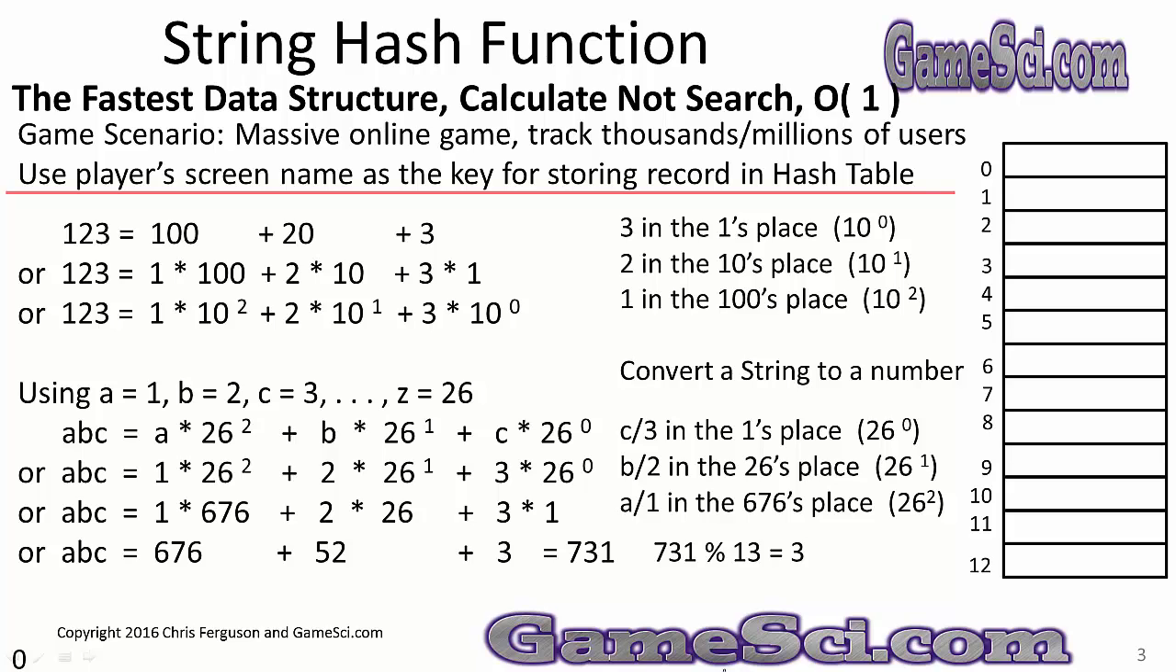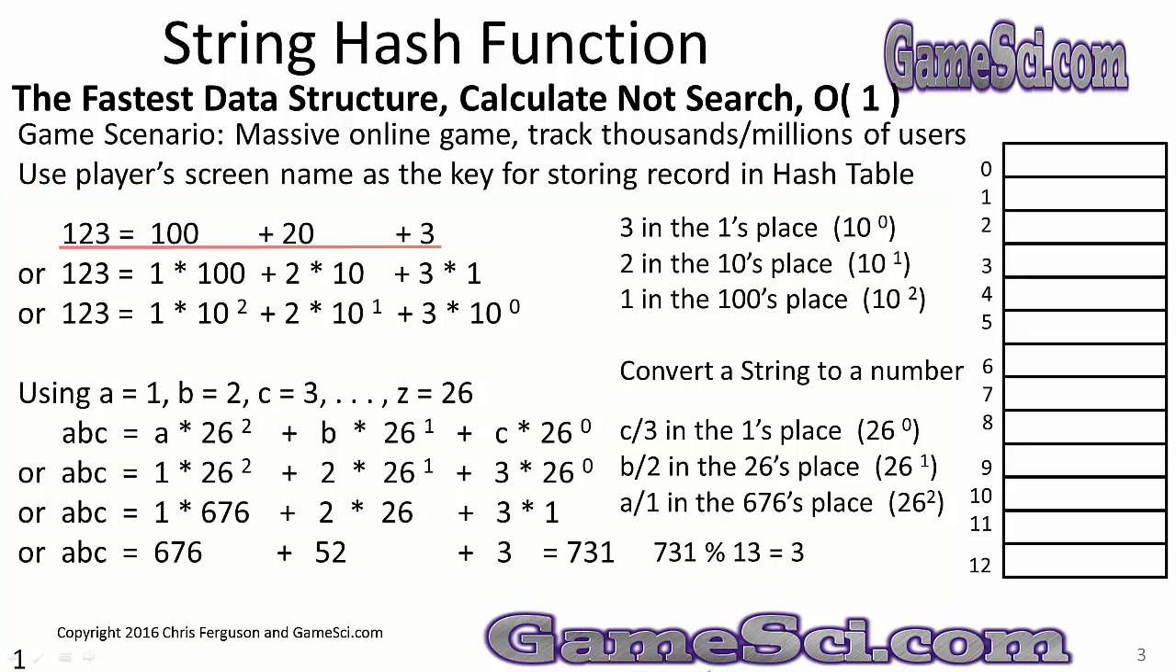Once again, we'll go back to our game scenario. We're a massive online game. We need to track thousands, if not millions of users who are playing our game. This time we want to use the player screen name as the key for storing the record in the hash table. When a person signs up for our game, they give their unique screen name. When they log on using their screen name, we're going to use that as our key.